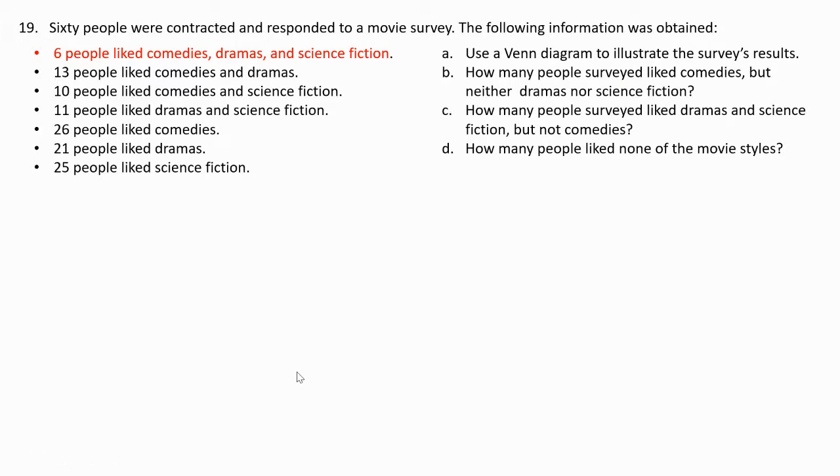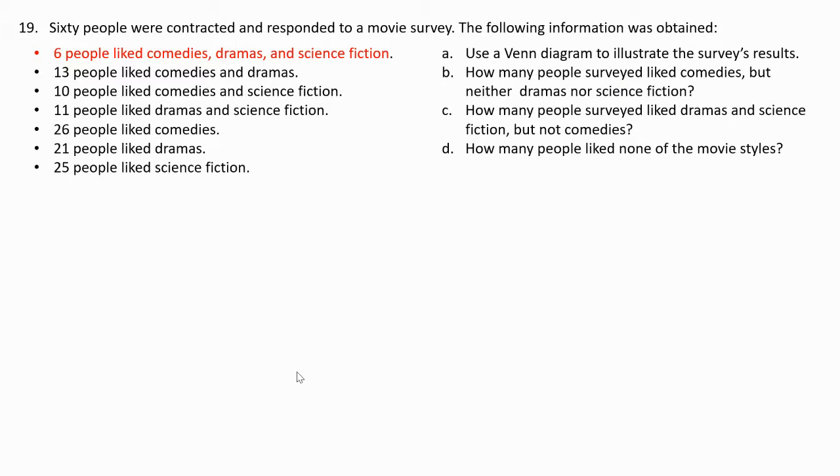Now, number 19. This is how you can apply a Venn diagram. It says 60 people were contacted and responded to a movie survey. The following information was obtained. It says 6 people like comedies, dramas, and science fiction. 13 people like comedies and dramas. 10 people like comedies and science fiction.